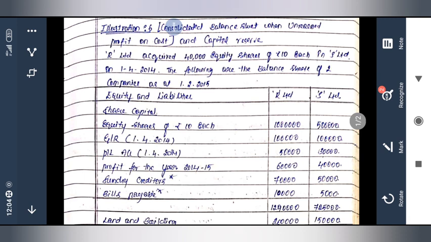So in this session we are going to solve the problem that is illustration 3. Okay, so actually it is the sixth problem in my book, but I am making you solve it as the third problem. So take it as third illustration. This illustration is based on the consolidated balance sheet with the treatment of unrealized profit and also capital reserve and also intercompany adjustment. Okay, so just pause the video and take down the problem.